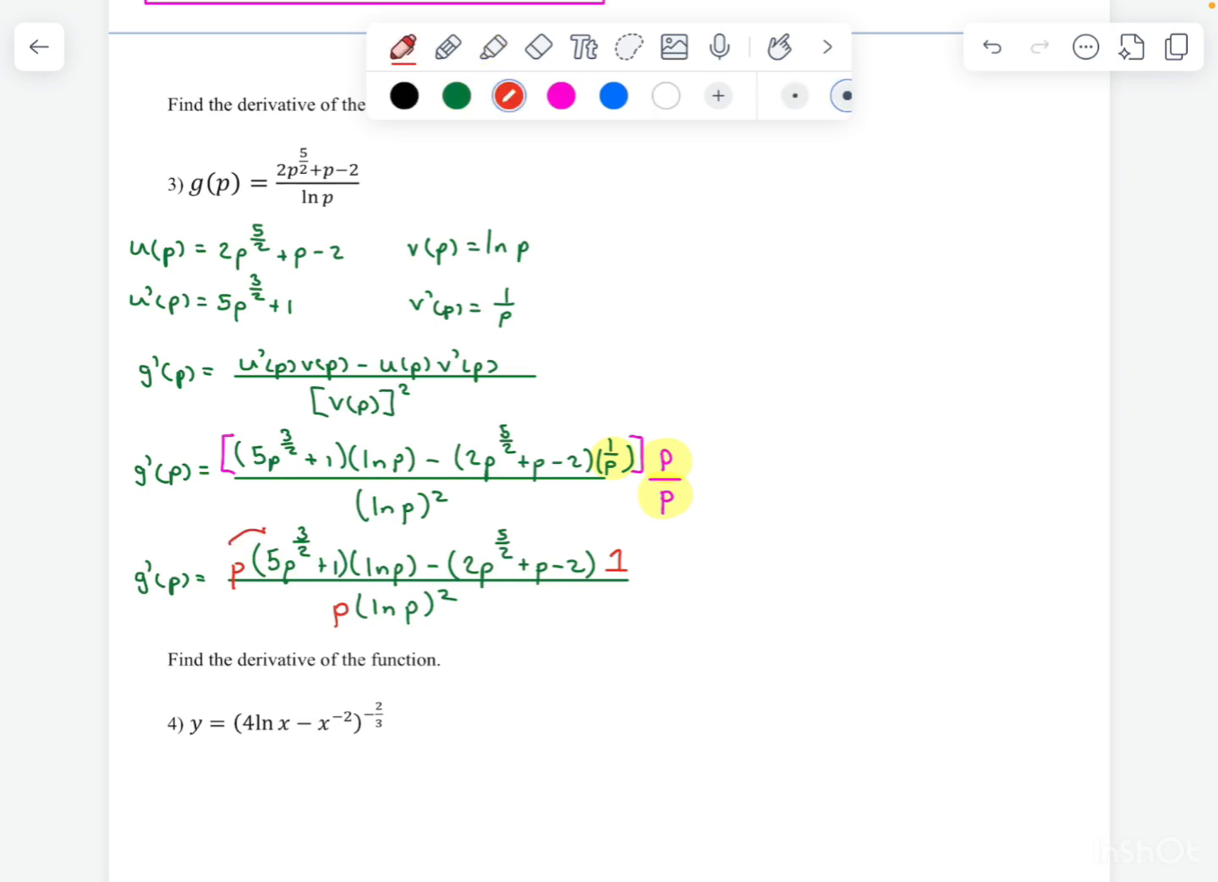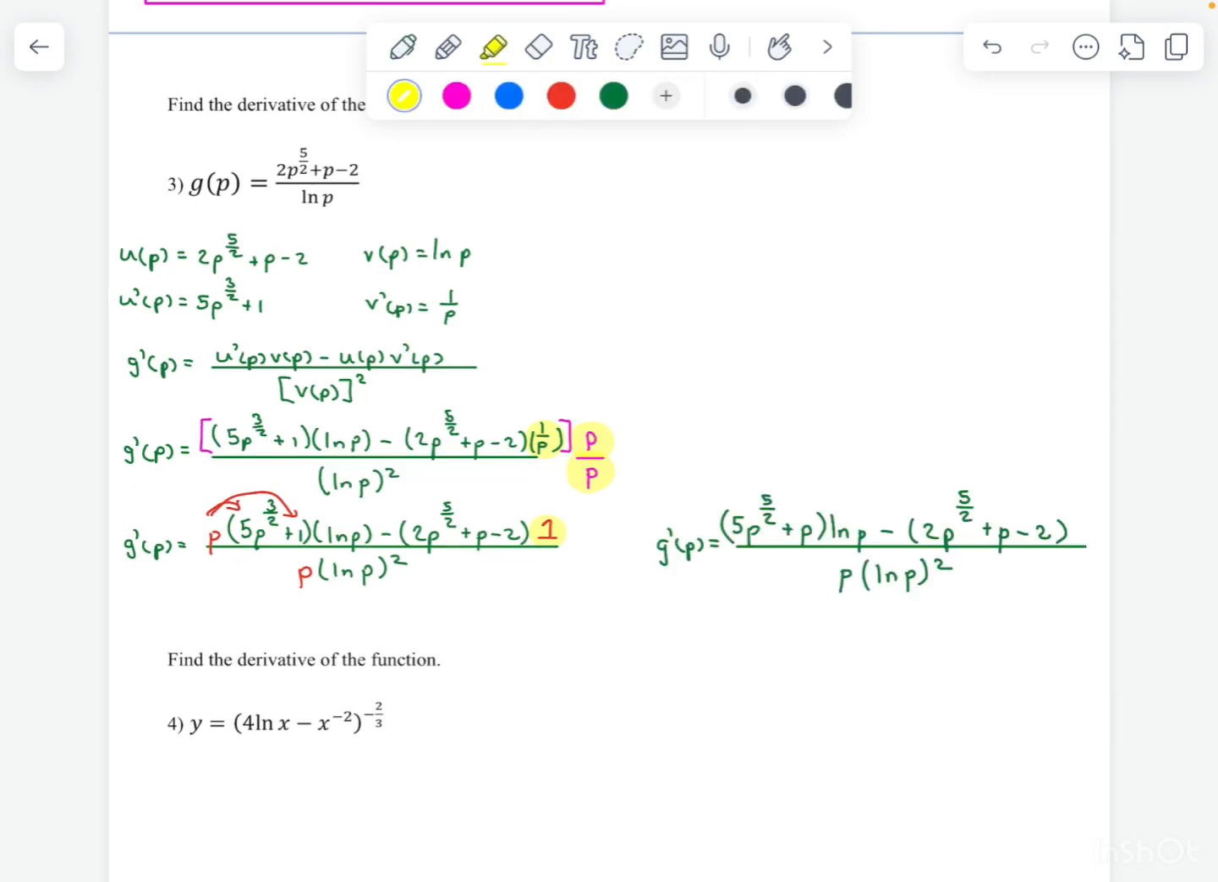Now all that's left to do is to distribute the p in the first term and remove the 1 in the second term. So the derivative of g will look like this. Now at this point, it would be very tempting to cancel out a natural log of p in the numerator with one of the natural log of p factors in the denominator.